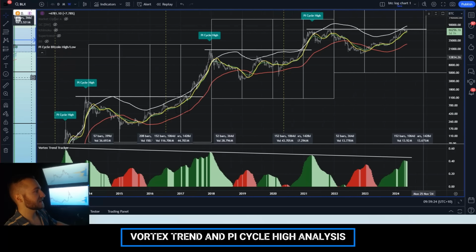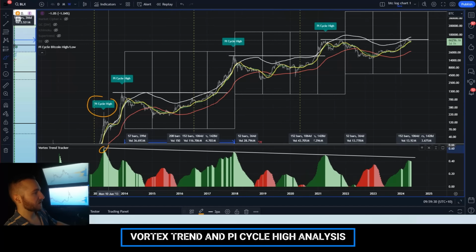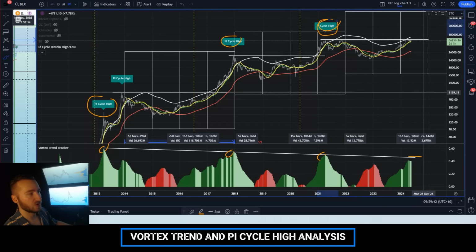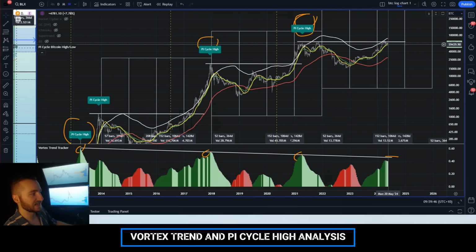What we can see here is that the Vortex trend indicator matches the tops for the pi cycle highs. So we have double confirmation. It indicates that again, until we see a Vortex retest, we are not going to see a pi cycle high. And if we don't see a pi cycle high while the price action is sitting above the midlines of the pi cycle indicator, the top is not yet in, and thus we are expecting a continuation into the parabolic season.